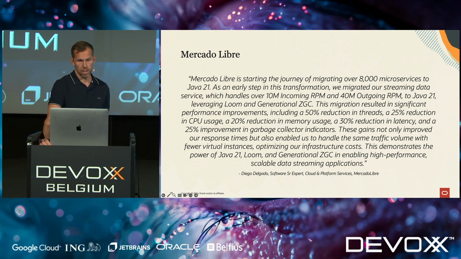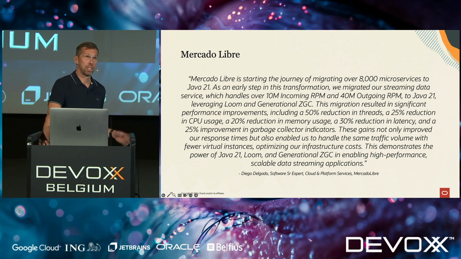These gains not only improved our response times, but also enabled us to handle the same traffic volume with fewer virtual instances, optimizing our infrastructure costs. This demonstrates the power of Java 21, Loom, and generational ZGC in enabling high-performance, scalable data streaming applications." And yeah, thanks. I mean, from our point of view, this is great.